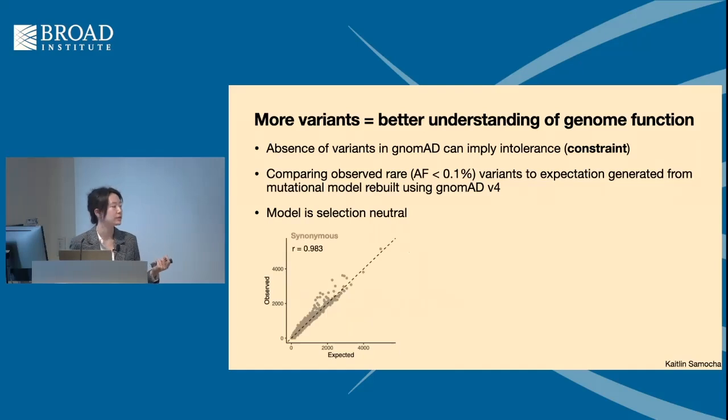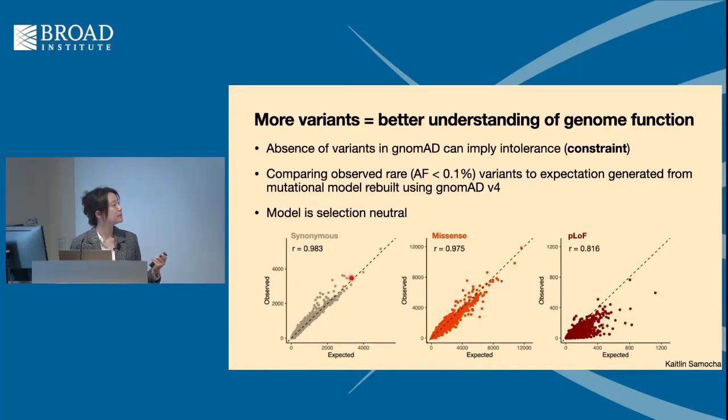And this is what it looks like for synonymous variants in gnomAD v4. You can see that the observed and expected are highly correlated. The slope is about 1. And that means that we're observing basically as many synonymous variants as you would expect. And this aligns with our expectations, given that synonymous variants generally are not selected against. Also, because this is so tightly correlated here, we expect that our model is well calibrated for most genes.